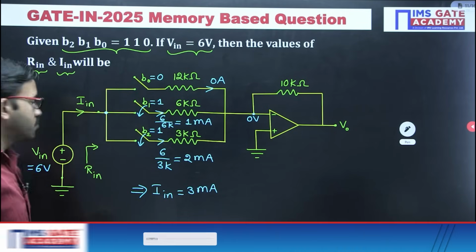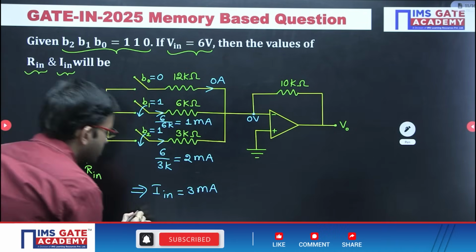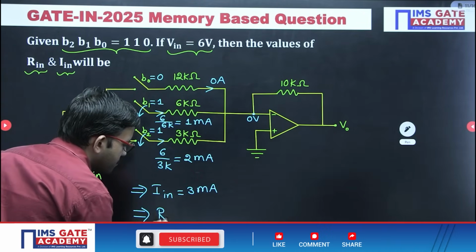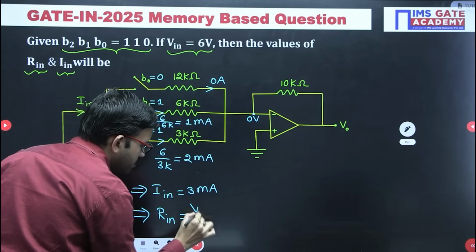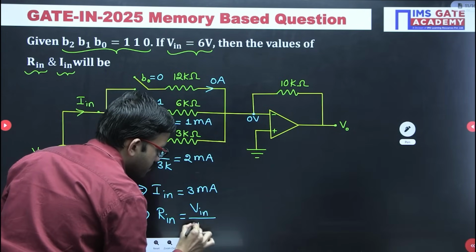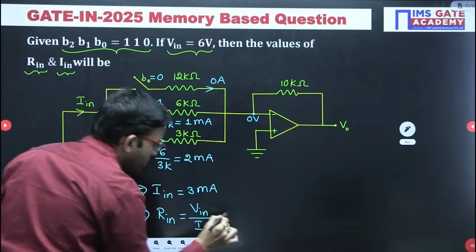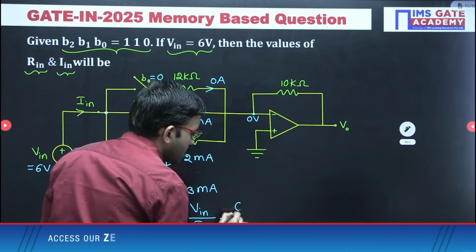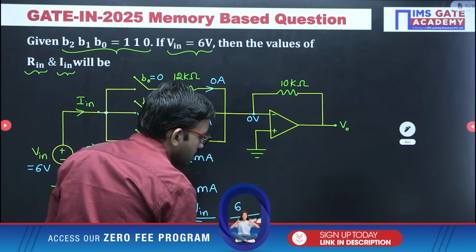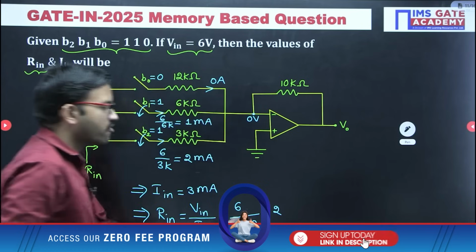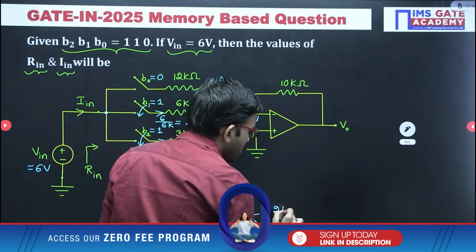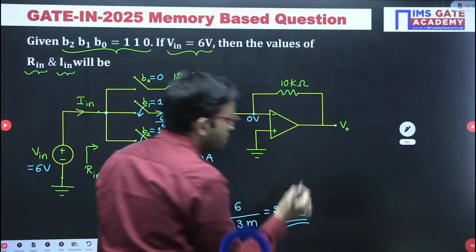Now you have V in, you have I in, so that means we can calculate R in, voltage divided by current. So voltage given as 6 volt, current given as 3 milli. So 6 by 3 is nothing but 2, 1 by milli is nothing but kilo. So units are ohms, so 2 kilo.